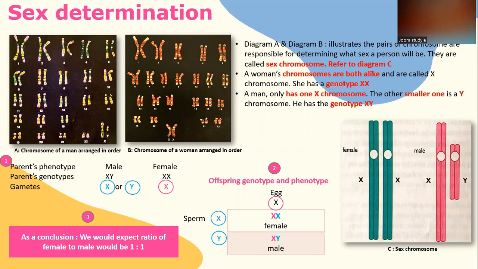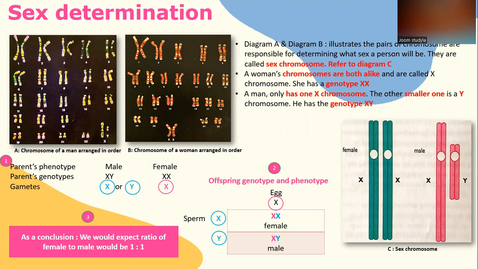First, you have to write down the phenotype and genotypes of the parents. You can see the parents' phenotypes are male and female, and the parents' genotypes are XY for male and XX for female. For gametes, the male has X and Y, and the female has X.